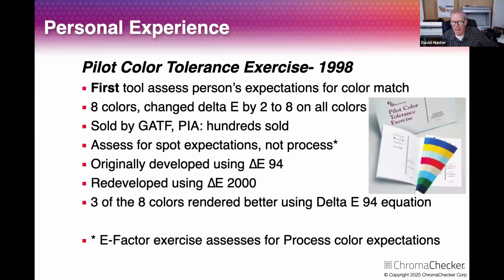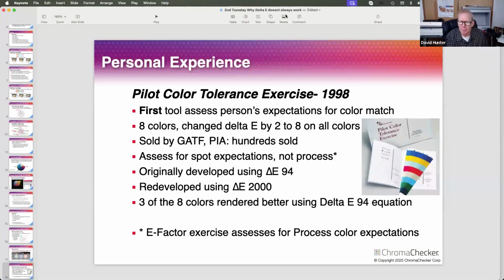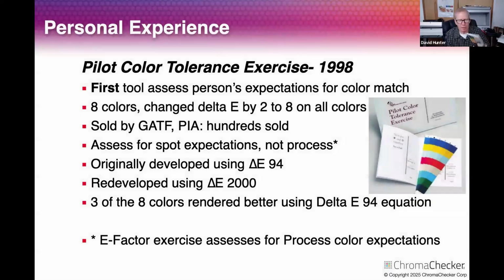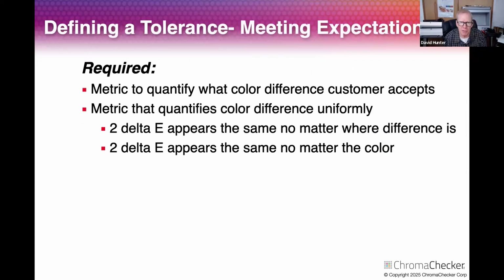Now, one thing people would always ask about the pilot exercise was they'd say, hey, it's spot colors. Let me see process colors. So that's why our ChromaChecker E-factor exercise does the same thing for process colors. It lets us quantify what a person's expectations are to have one page match another page in a numeric number called an E-factor. So we know what the expectations are for the person and we know what the expectations are for the print process.